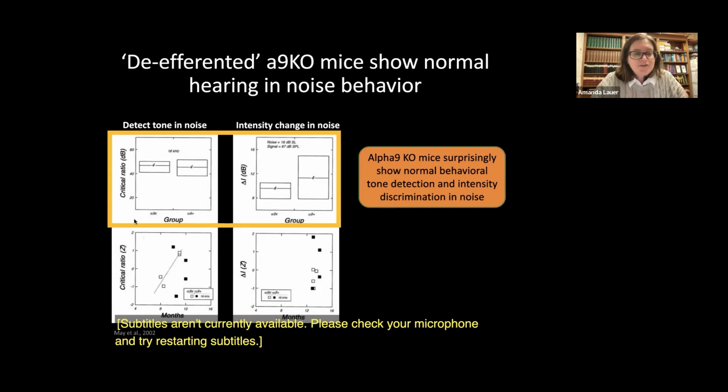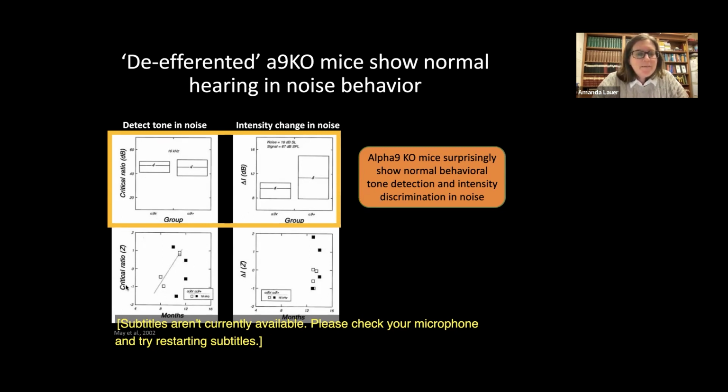So what they did was they trained mice to hear a tone in noise, shown here in the critical ratio plot, or to detect a change in the intensity in noise. And the hypothesis was that both of those behaviors would be impaired in the knockout mice. But as you can see, there was no difference between the knockouts and the wild types in these two tasks. And this was a bit of a surprise based on what the hypothesized role of the olivocochlear system is for aiding hearing in noise.